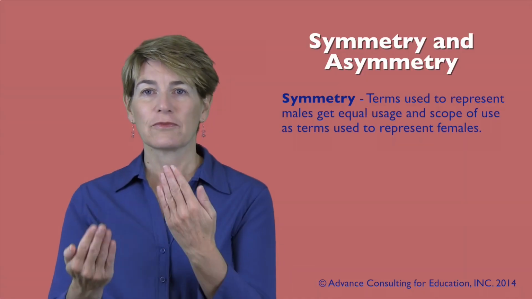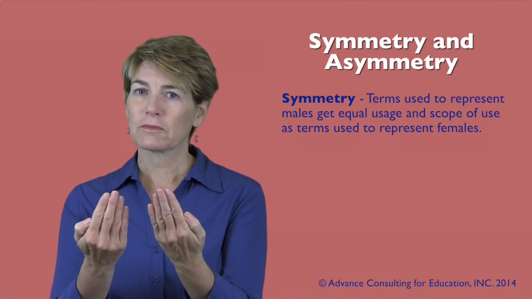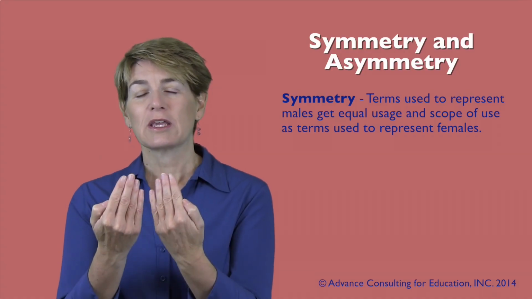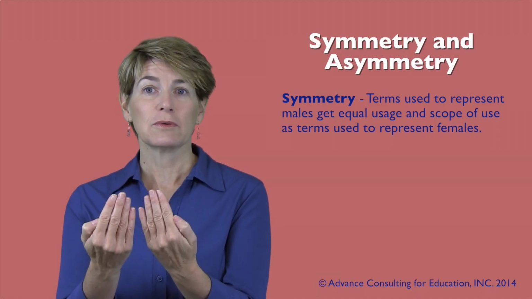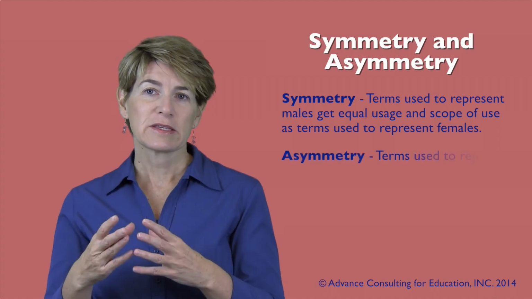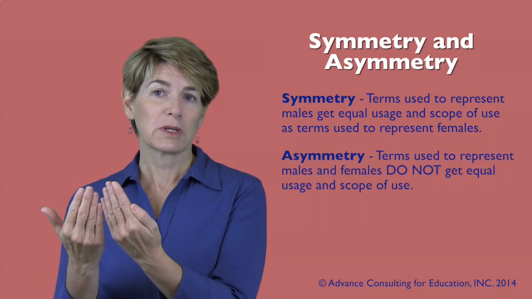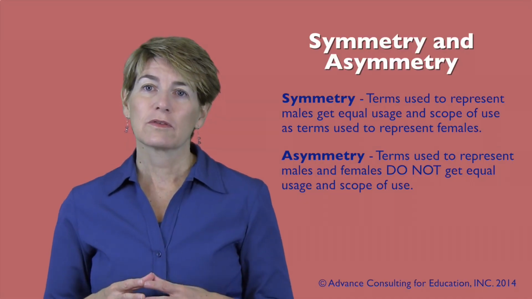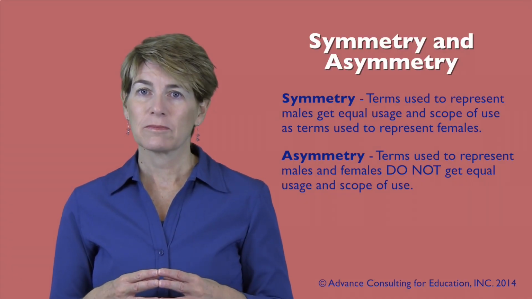Next we have the concept of symmetry and asymmetry. Symmetry simply means that if we've got two terms, one for males of a species and one for females, they both get equal usage and they have equal scope of use. The opposite is asymmetry, where those two terms don't get equal usage and don't have equal scope of use. So we can see this with some examples on your handout.